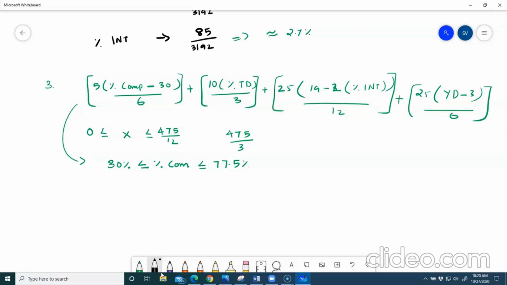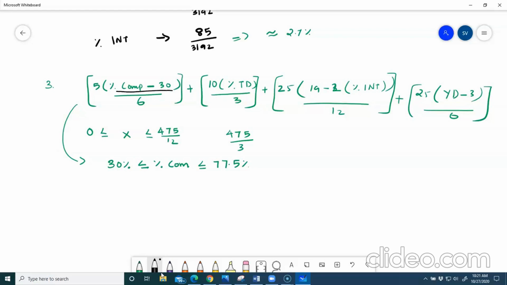From the first bracket, I'm choosing this piece, percentage of completion minus 30. Definitely that will be greater than or equal to 0, because there is a condition existing there that each piece of this equation should be greater than or equal to 0. That means anyway 5 and 6 will not be equal to 0, but this expression can be 0.